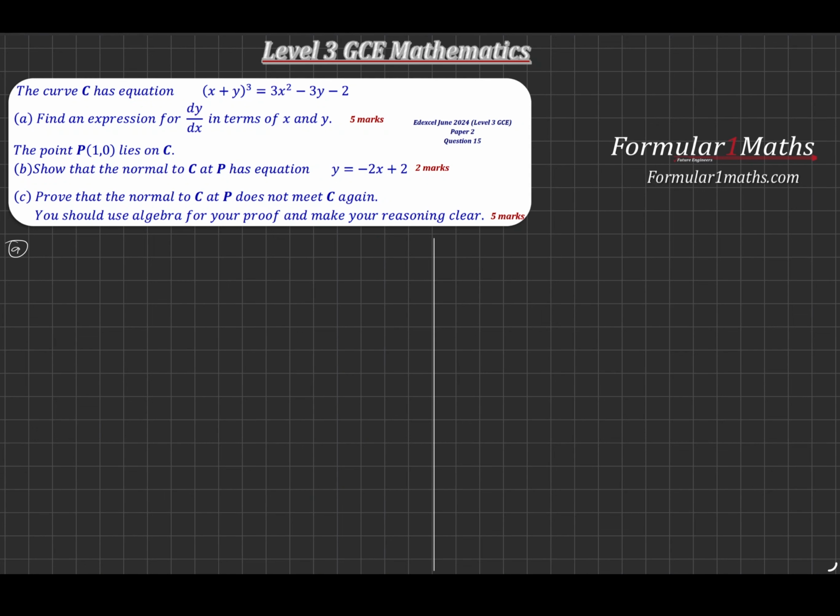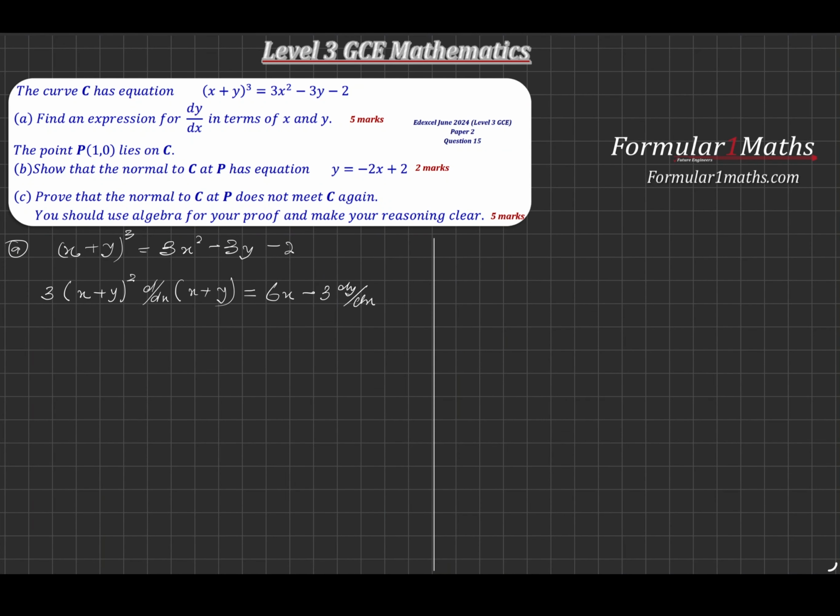So for A, I have (x + y)^3 = 3x^2 − 3y − 2. I'm going to use implicit differentiation here. So I have 3(x + y)^2, and I'll differentiate what is inside the brackets, written as the differential of x + y. That equals, if I differentiate 3x^2, 6x, and if I differentiate 3y, I get −3 dy/dx.